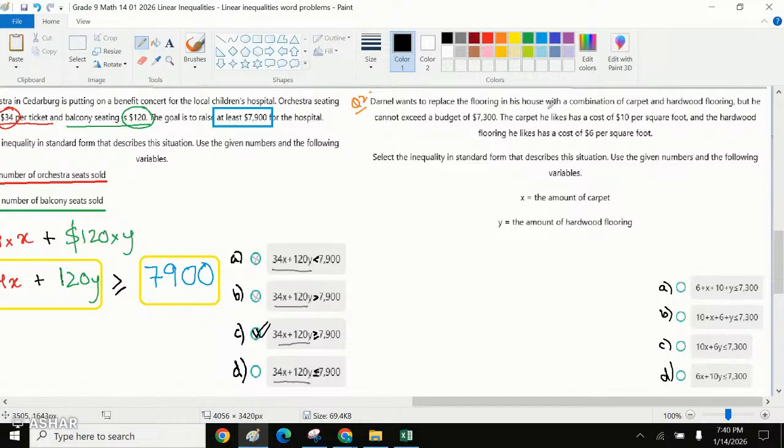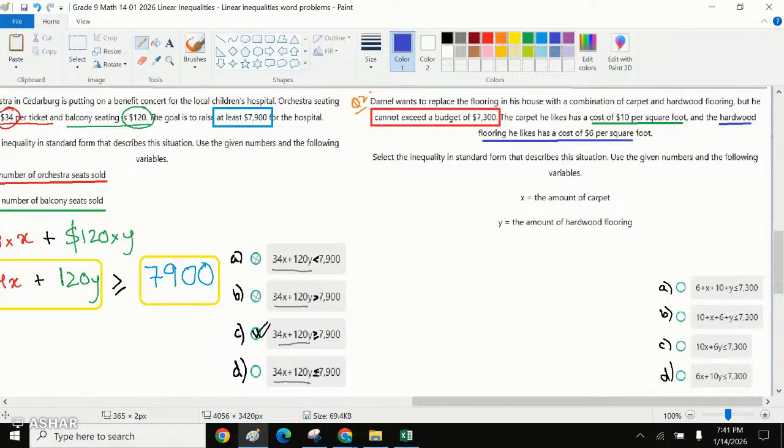Daniel wants to replace the flooring in his house with a combination of carpet and hardwood flooring, but he cannot exceed a budget. That means it has to be less than or equal, right? Even just by looking at this, we will be able to find our answer. Which of those have less than or equal? Oh, all 4 options have less than or equal, right? Okay, moving ahead. The carpet he likes is at the cost of $10 per square foot, and the hardwood flooring he likes is $6 per square foot, right?